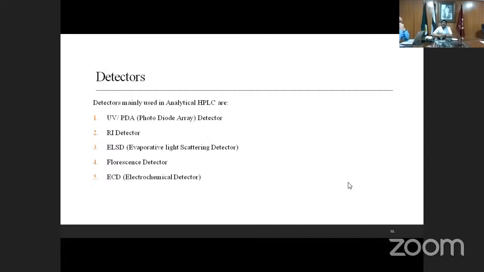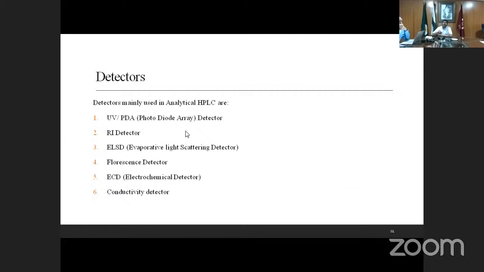The UV detector works on a fixed wavelength. The PDA detector works on a variable wavelength, in scan mode, and in 3 dimensions. The RI detector is the refractive index detector, which we use in HPLC. Then there are the ELSD detector, the evaporative light scattering detector, the fluorescence detector, the ECD detector, and the conductivity detector. This depends on the application.